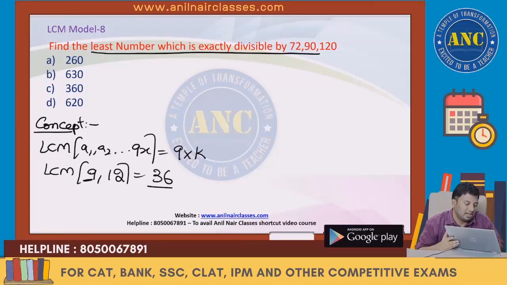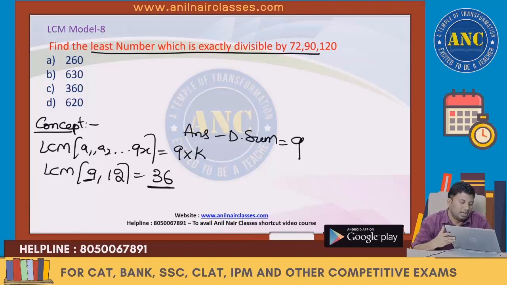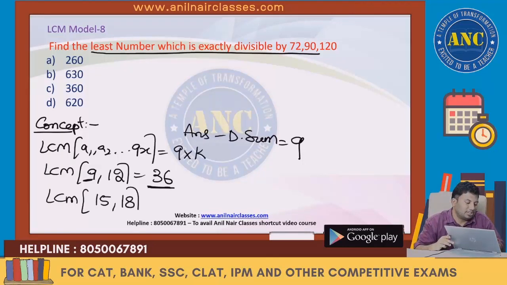This is 9. Answer 36 is also digital sum 9. Please write down, sir. Answer digital sum will be 9. If one number is a multiple of 9, LCM of 15 comma 18, which is 90. 18 digital sum is 9. Answer digital sum should also be 9.